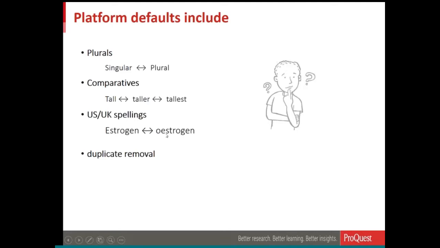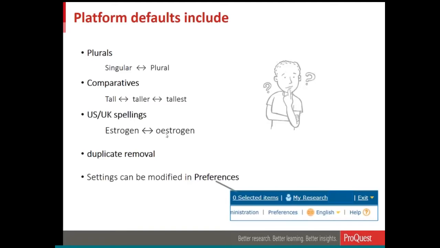Oftentimes you will be in more than one database, and each of those databases has unique coverage as well as possibly some overlapping coverage with some of the other databases, and you don't want to see the same article more than one time, so it automatically removes duplicates for you. So that's a nice feature as well.